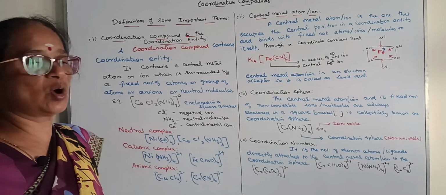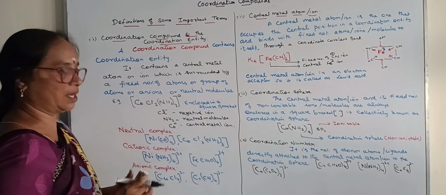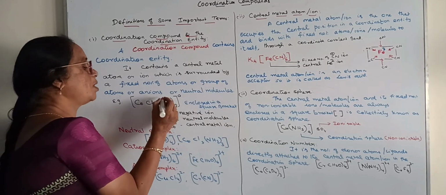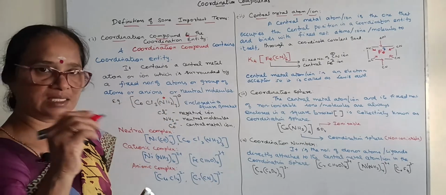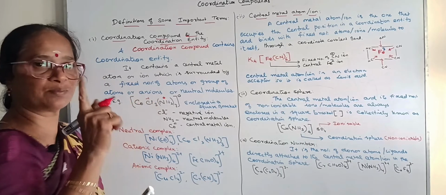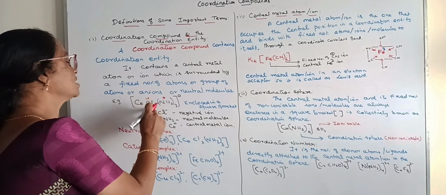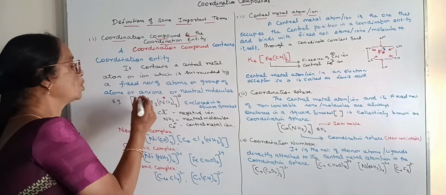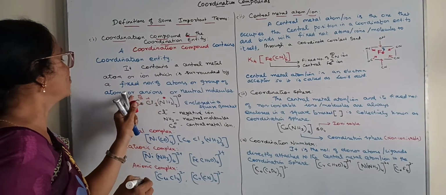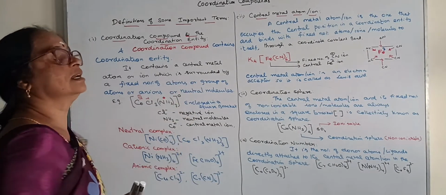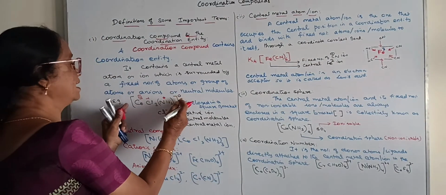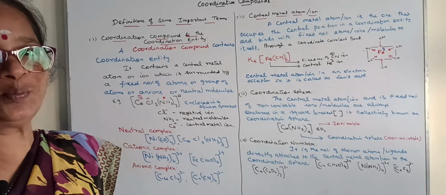Why is it a neutral complex? Because this complex is made up of a neutral molecule and a negatively charged ion. The neutral molecule is ammonia, whose charge is 0, and the negative ion is chloride. Each chloride has -1 charge, so 3 into -1 is -3. In this case, cobalt exists in +3 state. So the net charge of +3 and -3 makes 0 for the entire coordination entity. Such entities are said to be neutral complexes.